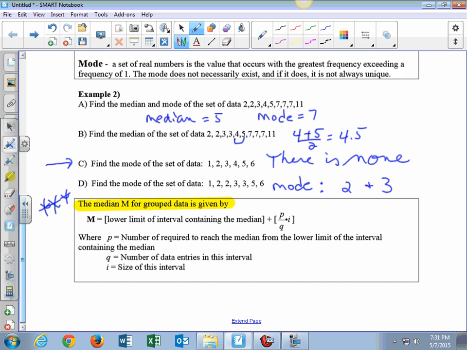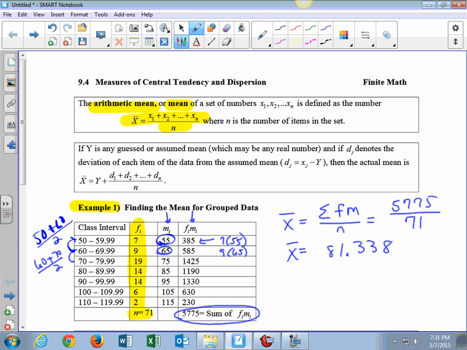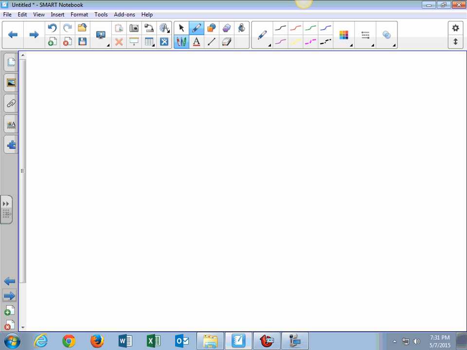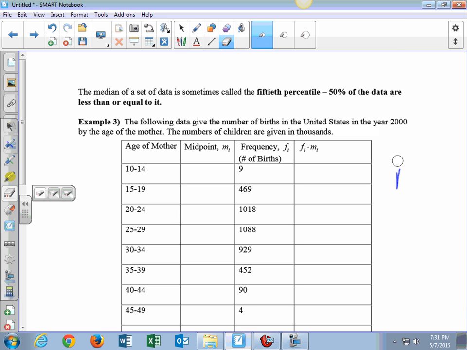Okay, so let's go to the next page and let's find our second page. There it is. Okay, so here I have the problem where we're going to find the median of our grouped data. What is this at the top?